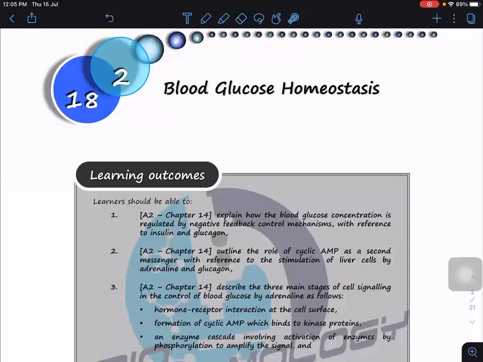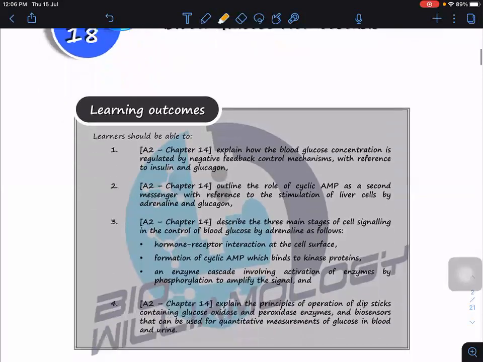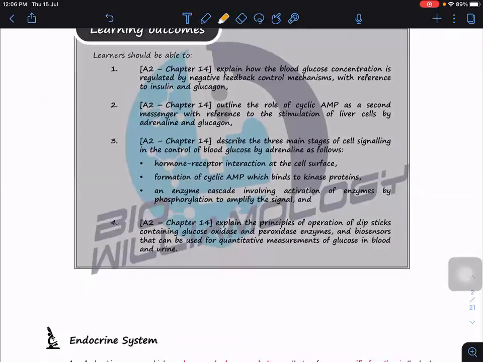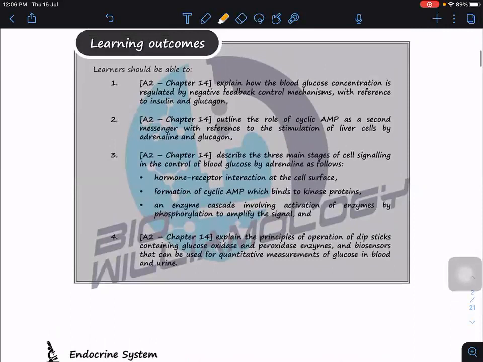Okay, so now we'll look at blood glucose homeostasis and the learning outcomes we are going to learn today. We're going to focus on number 1, number 2, and number 3 for today. We need to know how to explain how the blood glucose concentration is regulated by the negative feedback control mechanism, which we learned yesterday.